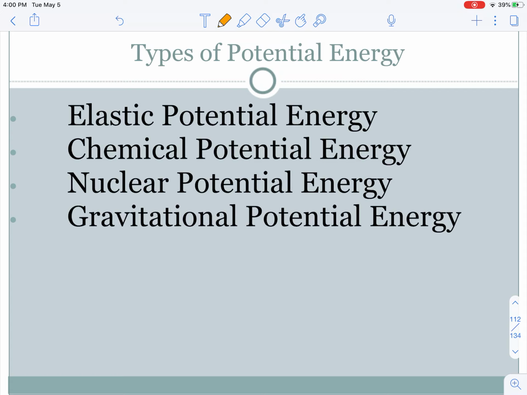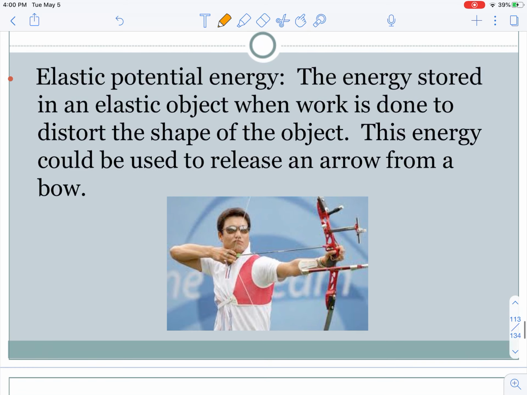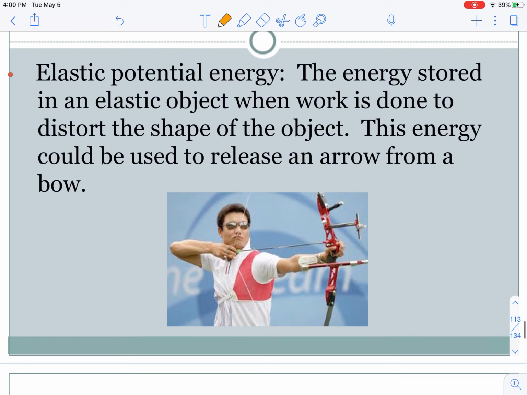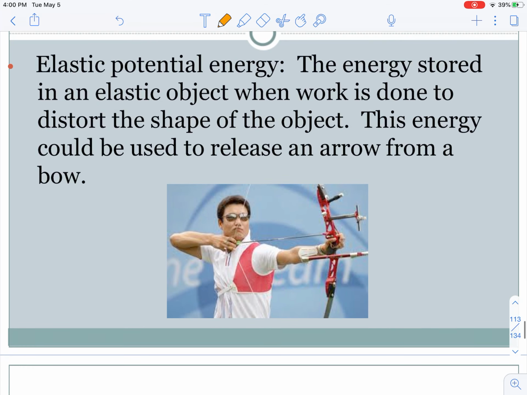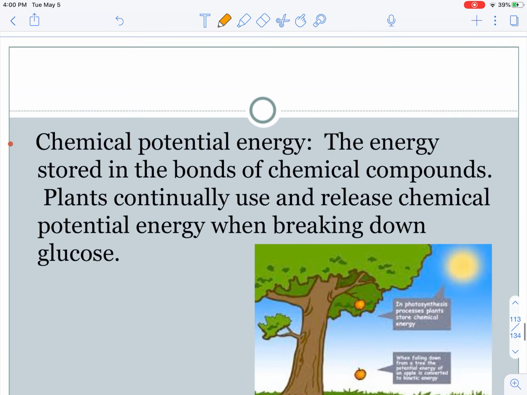With the types of potential, elastic, you can imagine pulling an elastic back as potential to do work when you let it go. Shoot a paper wad across the room or something. Potential energy in as chemical is stored in food or fuel. Nuclear potential, I guess I have some descriptions of that in the following slide.